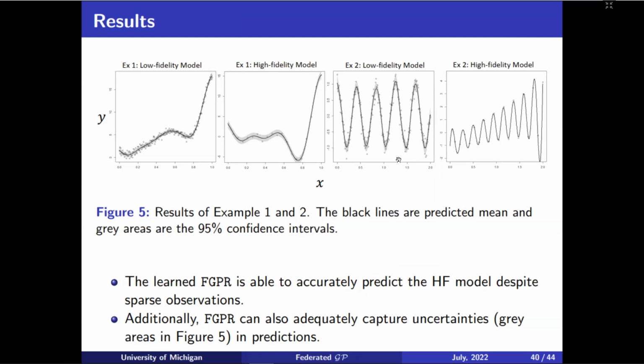Additionally, we can see that the FGPR can accurately capture the uncertainties in the predictions, where the confidence interval is presented in gray in those plots. This also demonstrates the advantage of the FGPR in quantifying uncertainty in predictions.